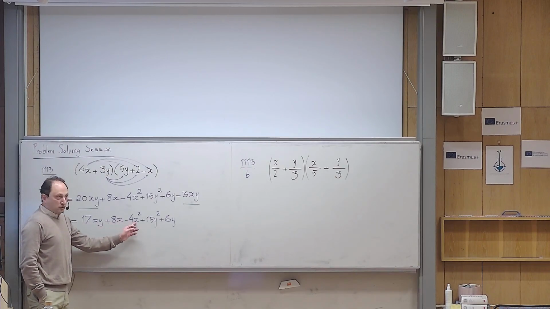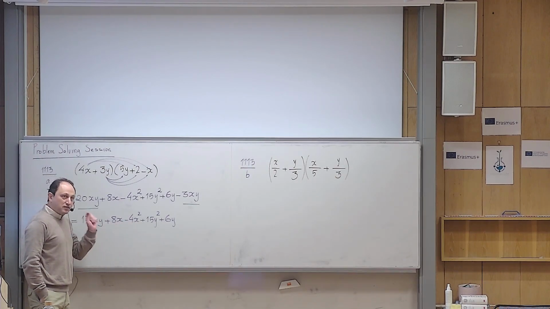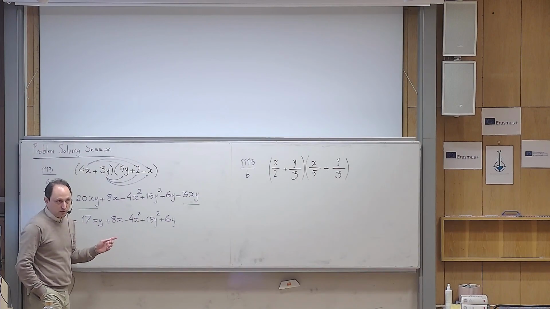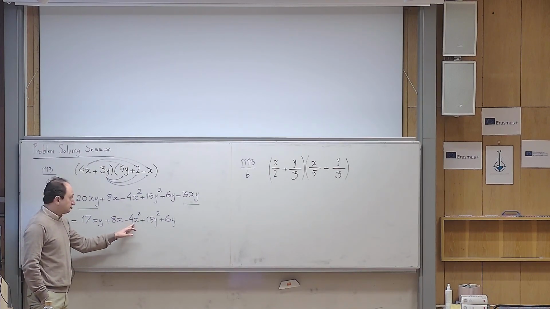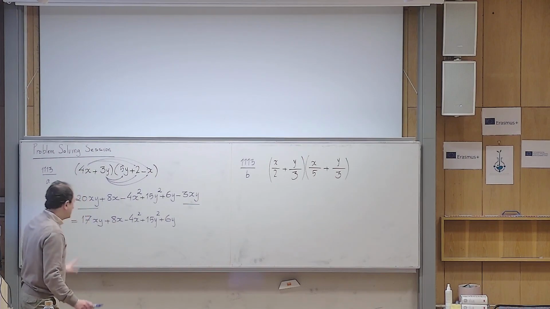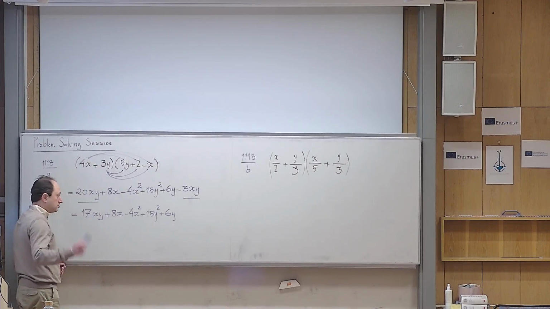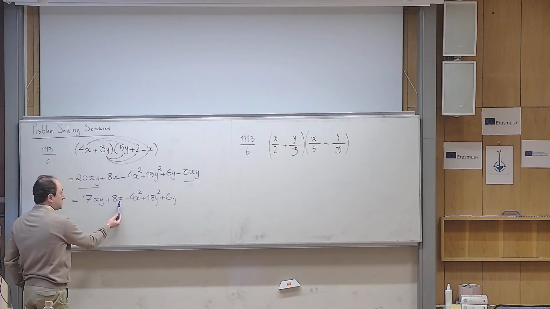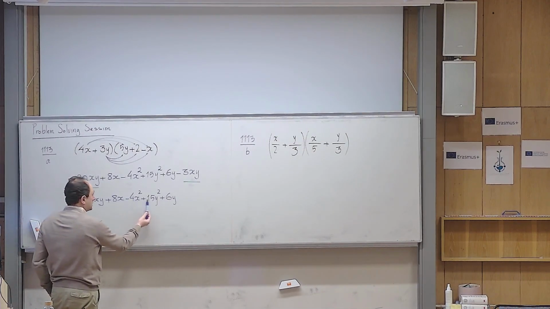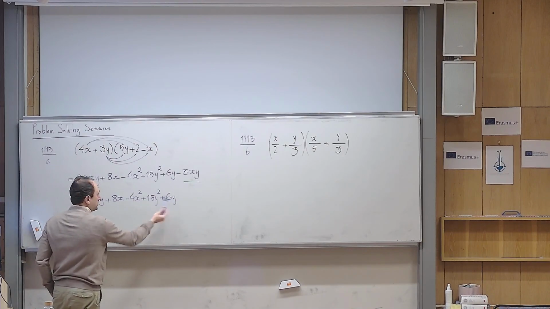GeoGebra by default arranges it in a standard form in the letter X. What do I mean by a standard form? It starts by writing the term with the highest power of X. You don't need to change it, but I'm just trying to help you understand. The power of X is 1, the power of X is 1, the power of X is 2, and the power of X is 0.